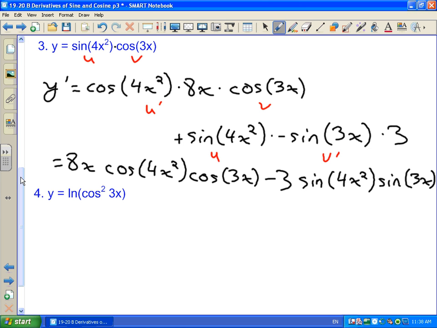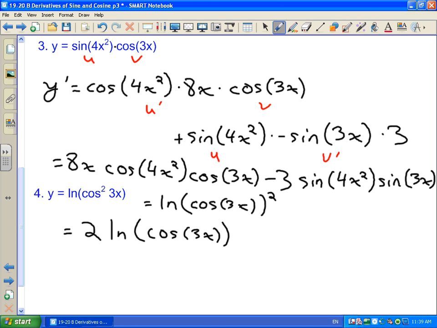Yeah. We can think of this as ln of cos 3x squared. Okay? Always think of these cos squareds and sine squareds as cos something all squared. Now we can apply our laws of logarithms to bring that 2 down out front. So this is 2 ln cos 3x.